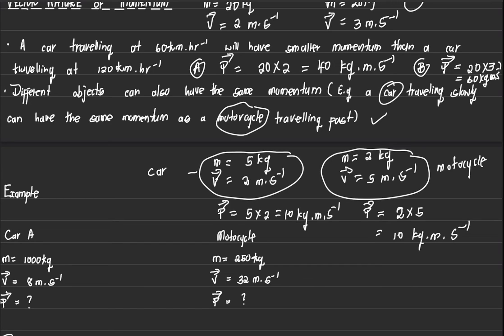So as you can see, objects with different masses can have the same momentum, and objects with different velocities can also have the same momentum. It just depends on the velocity that the car is traveling with. You can have the same momentum, no matter how small it is, as a bigger car that is traveling at a lesser velocity.